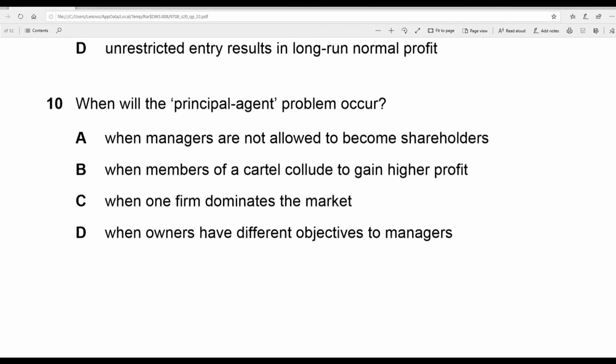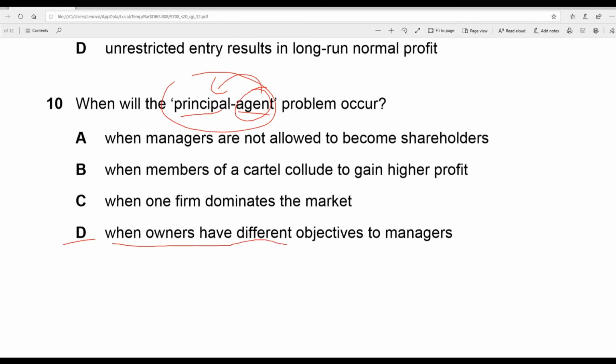When will the principal agent problem occur? Principal is the owner of the business, agent is the worker who acts on behalf of the principal. Principal is the owner of the business or head of an institution, and the worker is acting as an agent. Agent is any kind of person who acts on behalf of the principal. So what are the problems which generally occur between principal and agent, meaning the owner of the business or head of institution and the worker? Option D is the correct answer.